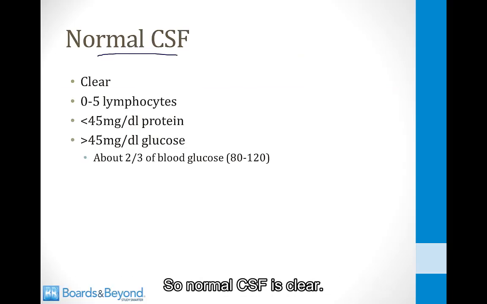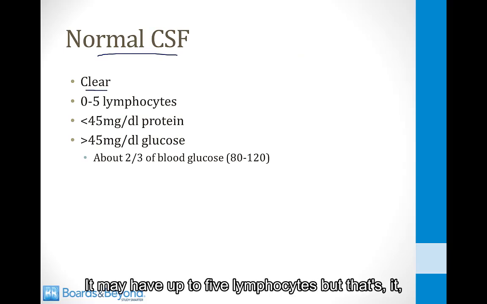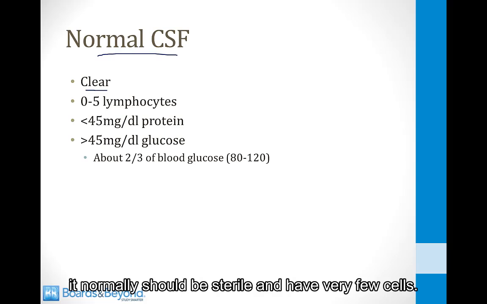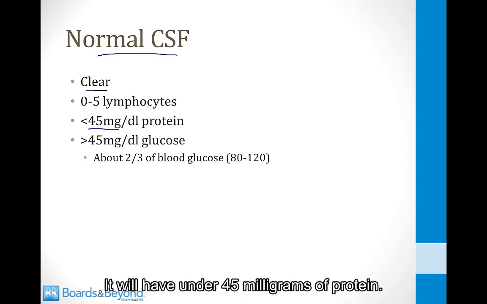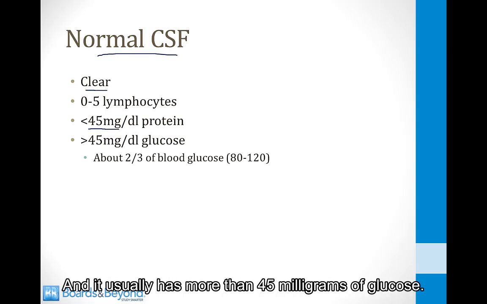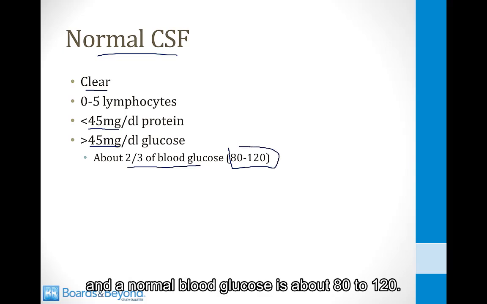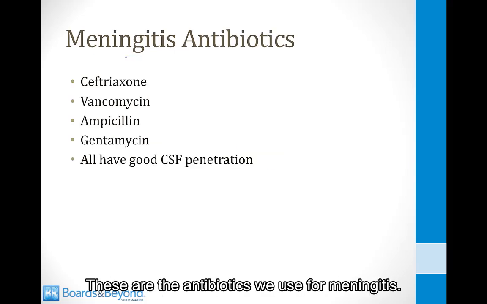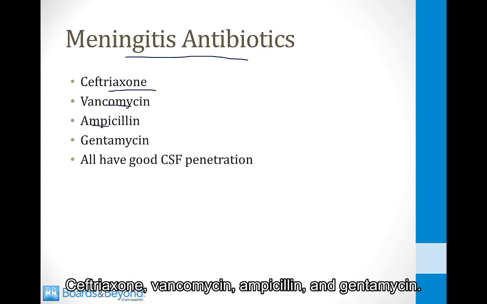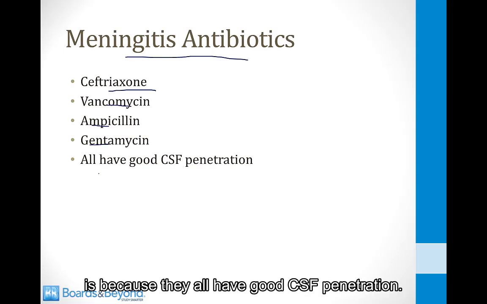So normal CSF is clear. It may have up to 5 lymphocytes, but that's it. It normally should be sterile and have very few cells. It will have under 45 milligrams of protein, and it usually has more than 45 milligrams of glucose. The glucose level in the CSF is about 2/3 of the blood glucose, and a normal blood glucose is about 80 to 120. These are the antibiotics we use for meningitis: ceftriaxone, vancomycin, ampicillin, and gentamicin. And the reason we use these is because they all have good CSF penetration.